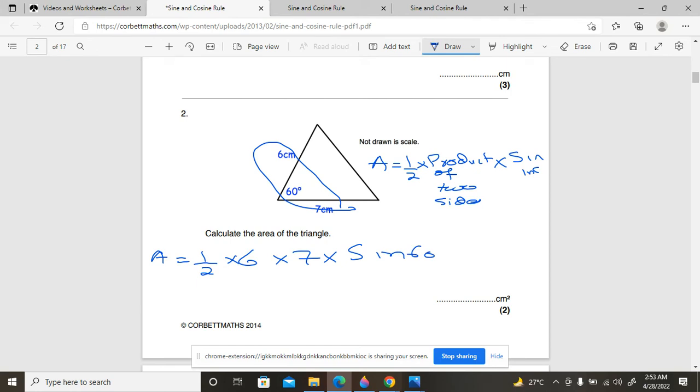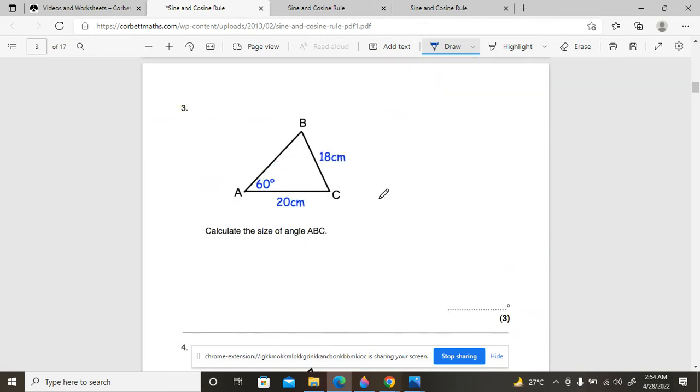So put everything in the scientific calculator. 1 by 2 times 6 times 7 times sine 60, bracket closed. The answer is 18.18. So I will write 18.2, three significant figures.